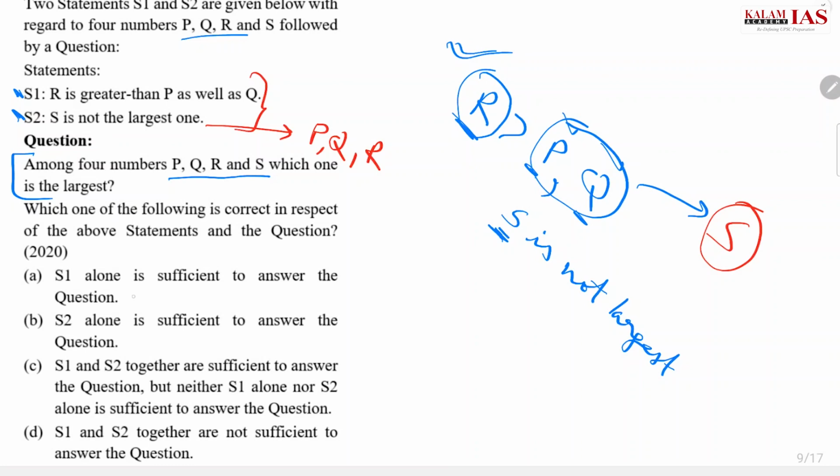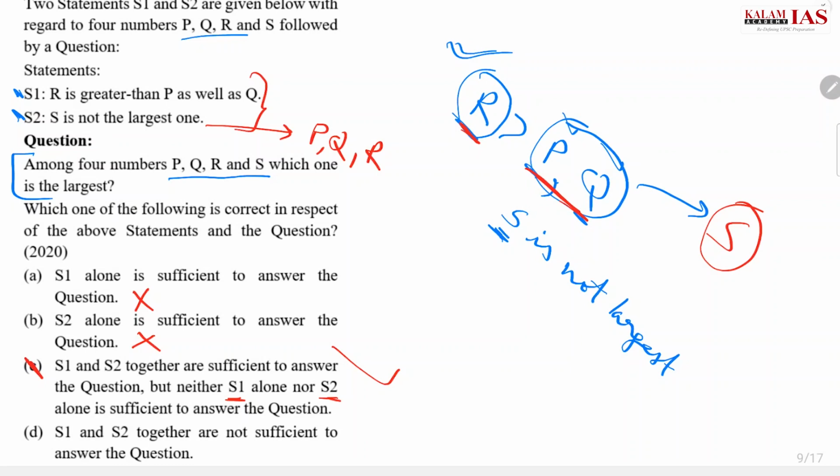S1 alone is sufficient? No. S2 alone is sufficient? No. S1, S2 together are sufficient? Yes. Because we need both statements to understand which is the largest. See, S1 and S2 together are sufficient to answer the question, but neither S1 nor S2 alone is sufficient to answer the question. So the answer is option C.